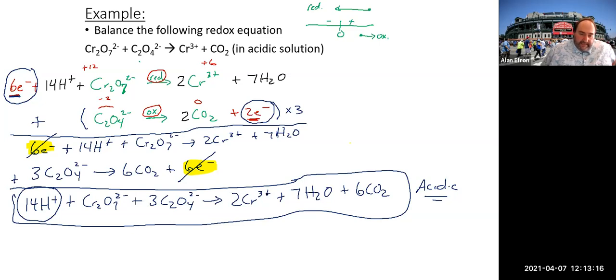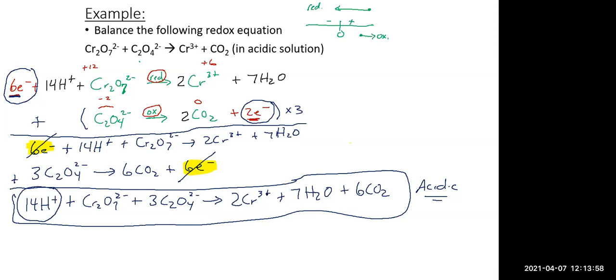Obviously, if we wanted basic at this point, we would add 14 OH- to both sides. It would create 14 waters, which would get reduced down, and that would then convert it into basic. Any questions on how to balance these equations? Okay, I just want to make sure everybody's on the same page in terms of doing this. It depends on who you had or where you took the first semester. Sometimes people do a lot of this, sometimes people just brush over it. So hopefully either it helped you or it's a good review. Any questions on this stuff before we continue on?